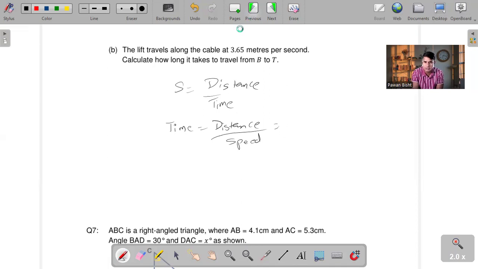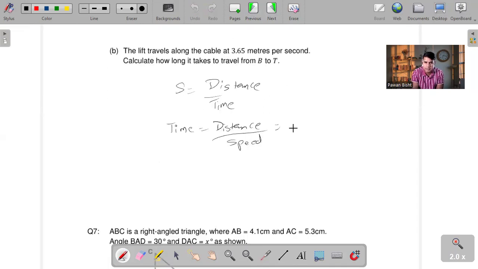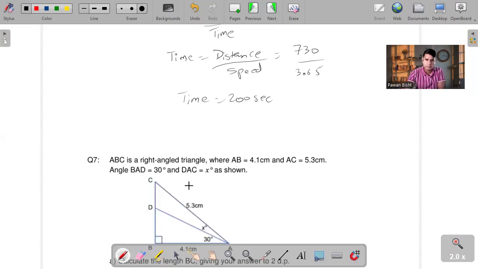Now distance is already given in the question: 730 meters, and speed is given as 3.65 meters per second. You divide 730 by 3.65. So the time is coming 200 seconds. This is the answer for B part. Clear? Any problem, anyone? I hope it's clear to you.